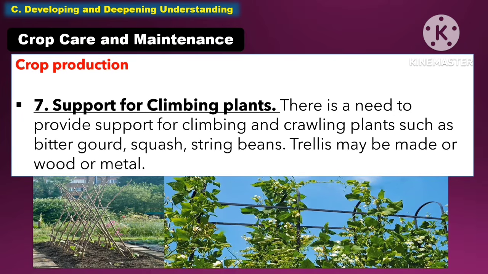Another practice of crop care and maintenance is support for climbing plants. There is a need to provide support for climbing and crawling plants such as bitter gourd, squash, and string beans. Trellis may be made of wood.